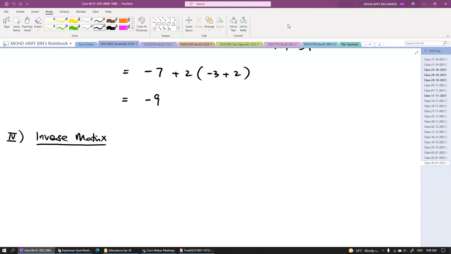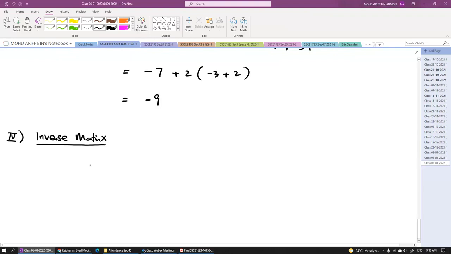You can go through the details of the motivation of the inverse matrix from your textbook, or refer to any other references. The one that I want to highlight here is just some remarks.